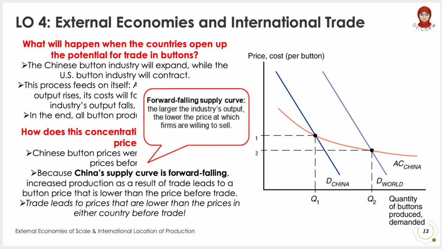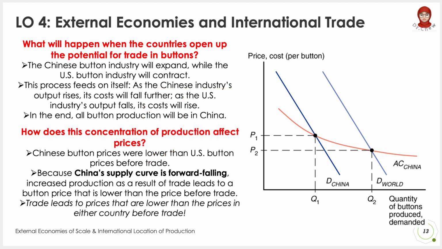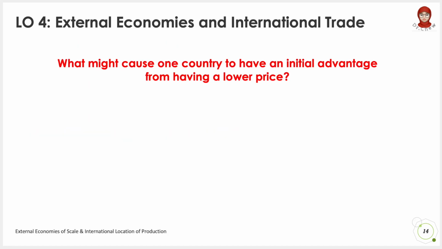And bear in mind that Chinese button prices were lower than American button prices even before trade. What this tells us is that trade leads to button prices that are lower than prices in either country before trade. In our example of world trade in buttons, we simply assumed the Chinese industry started out with lower production costs than the American industry. So, what might lead to such an initial advantage?